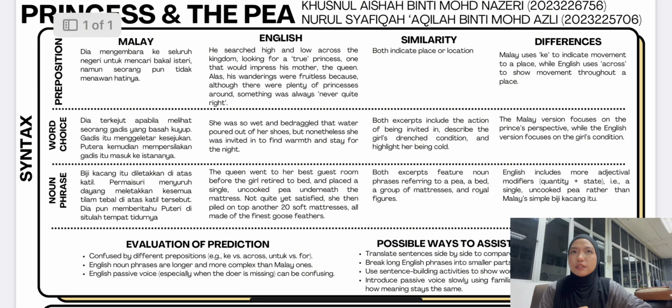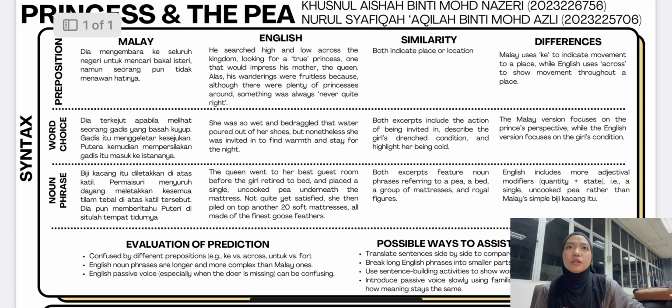Both of these excerpts, which I will read later, feature noun phrases referring to a pea, a bed, a group of mattresses, and royal figures. That is the similarity between these two excerpts. In the Malay version: biji kacang itu diletakkan ke atas katil. Permaisuri menyuruh Dayang meletakkan kesemua katil tebal di atas katil tersebut. Tilam tebal di atas katil tersebut. Dia pun memberitahu putera di situlah tempat tidurnya.